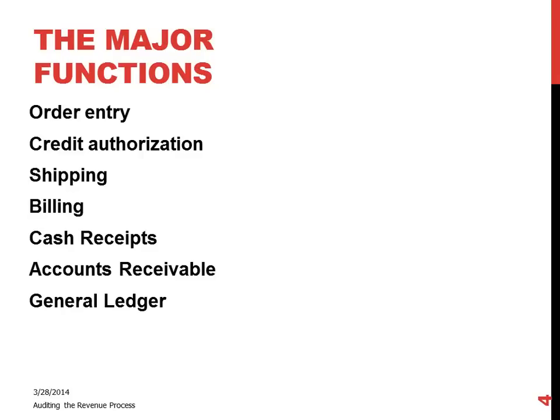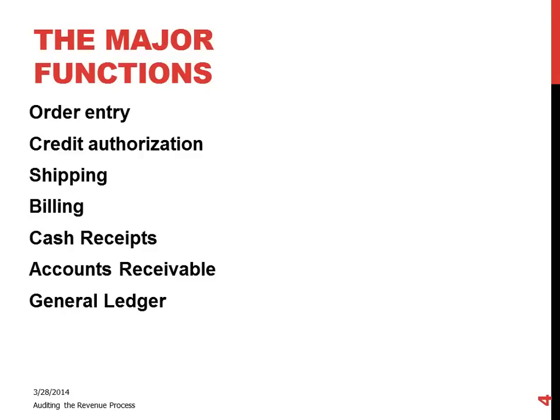So when we talk about the sales account, and when you talk about any business cycle, you want to think about what are the major functions in that business cycle. What's happening? What kind of documents would I expect to see? What kind of records am I going to generate? What's the process? What's going on? What kind of transactions occur? And what accounts do those transactions affect? So with the sales and collection function, what we're going to see is things like order entry.